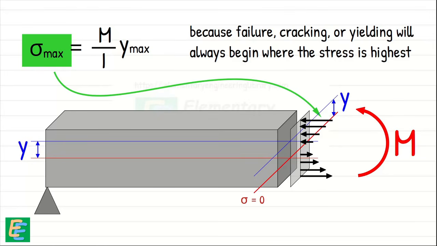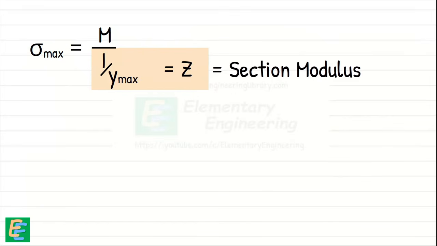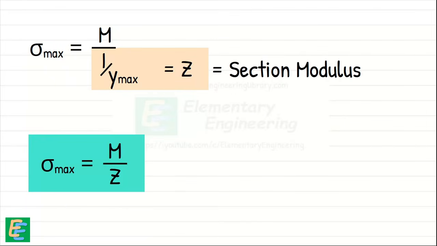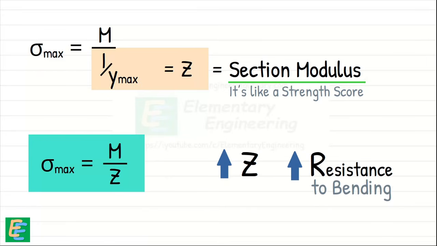Since the maximum stress always occurs at the outermost fibers, engineers combine I and Y max into a single property called section modulus, denoted by Z. With this, the formula becomes beautifully simple. The section modulus is like a strength score for a beam's shape. The higher the Z value, the more resistant the beam is to bending.